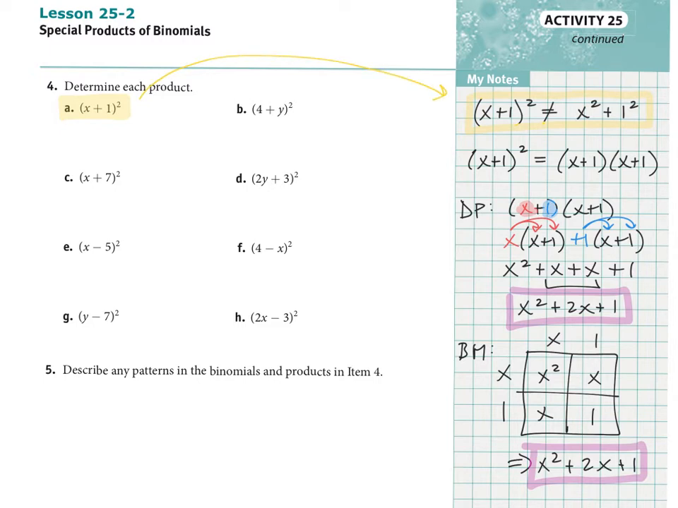So here's what I'm going to ask you to try to do. I want you to try on your own to complete part D and part E. You don't have to use both the distributive property and the box method. You can use whatever method you would like, but I want you to try both of those problems. Pause the video and press play when you're ready to check them.